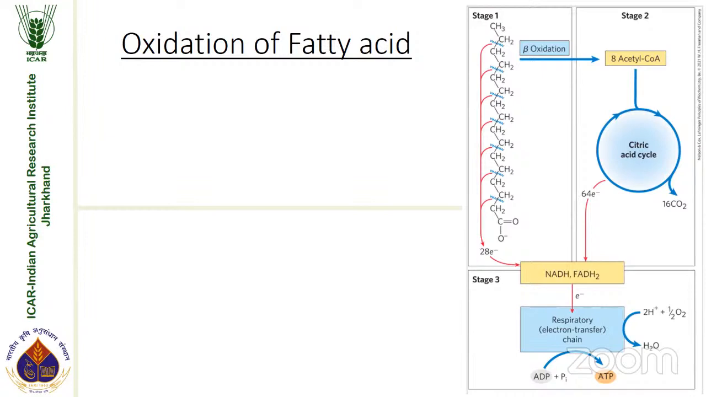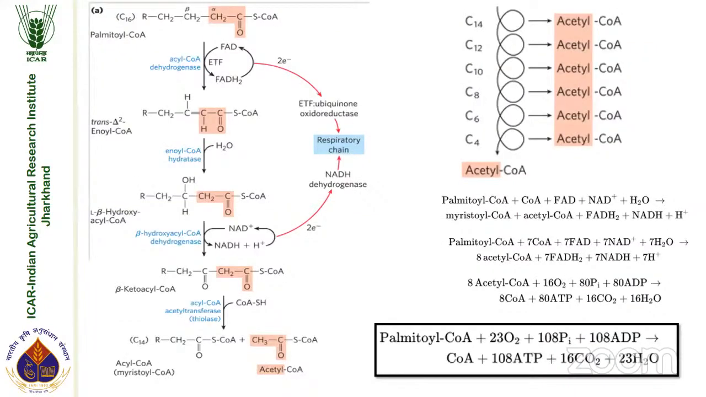After beta oxidation, acetyl CoA will be produced, and that acetyl CoA can directly enter the TCA cycle. The TCA cycle will produce the reducing equivalents NADH and FADH2 and even ATP, and that FADH2 and NADH will donate electrons to the mitochondrial electron transport chain for oxidative phosphorylation, and finally ATP will be synthesized.